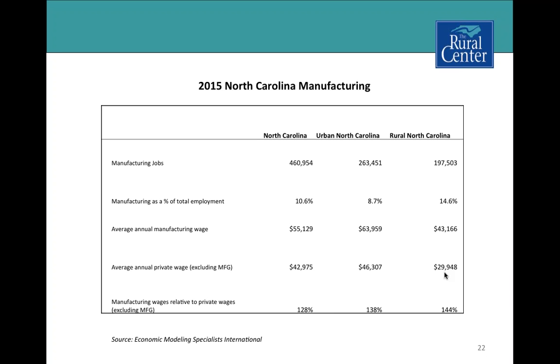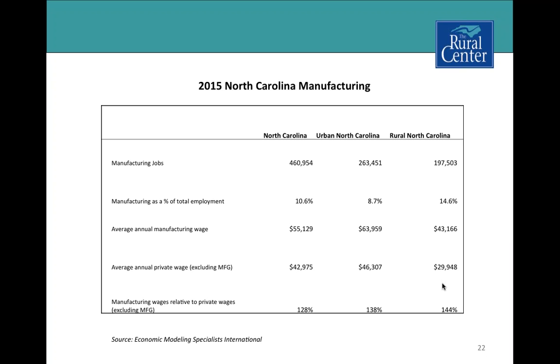But taken as a whole, when you look at private employment, manufacturing, as they say, punches above its weight, and this has a multiplier throughout a rural economy. So the rural manufacturing wage is 144% of the overall private non-manufacturing wage in North Carolina. So I just highlight this to say that our manufacturing sector is no longer the low skill, low wage industry that it was in total.